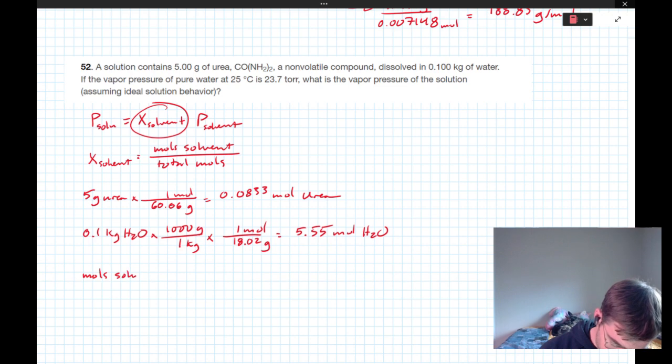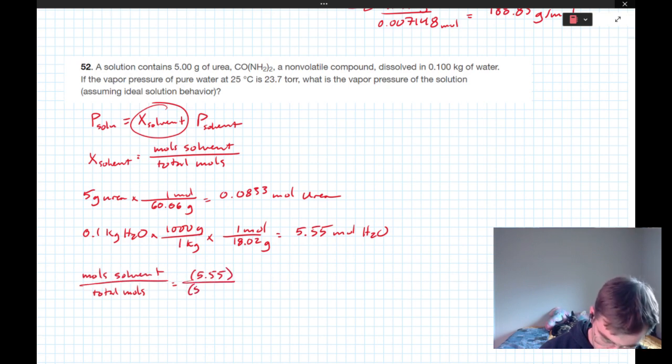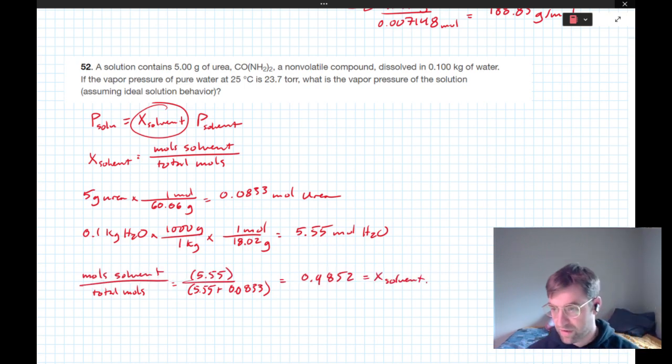So finally, moles solvent per total moles is going to be our X solvent, our mole fraction, equals 5.55 over 5.55 plus 0.0833 equals 0.9852. All right, so we're part of the way there.